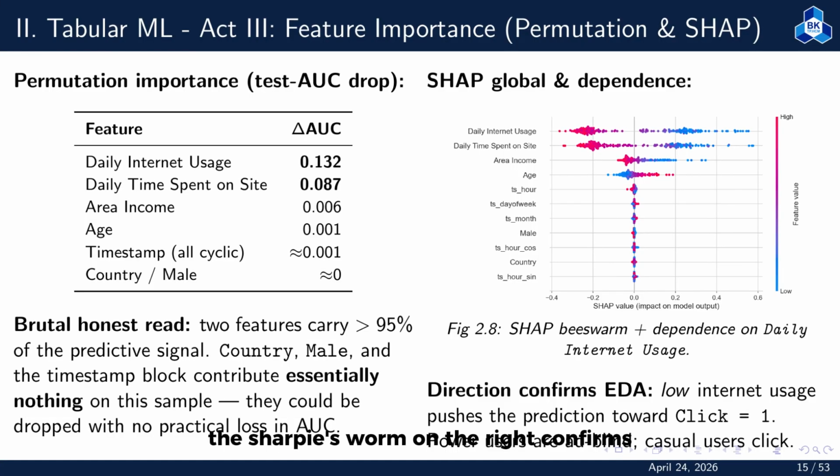The SHAP beeswarm on the right confirms what EDA hinted at. Low internet usage pushes the prediction toward click equals 1. Power users are ad blind, casual users click.